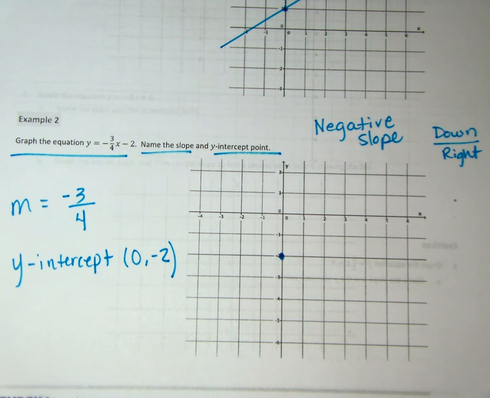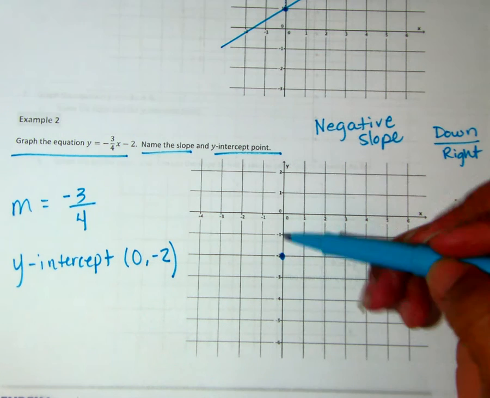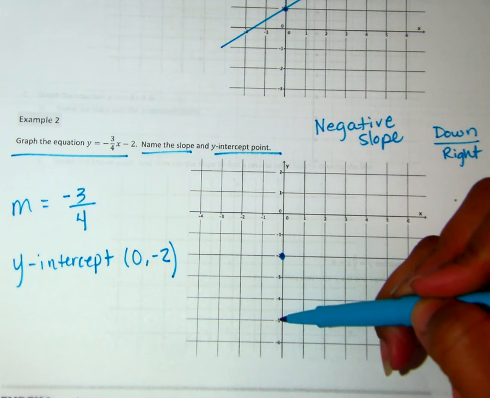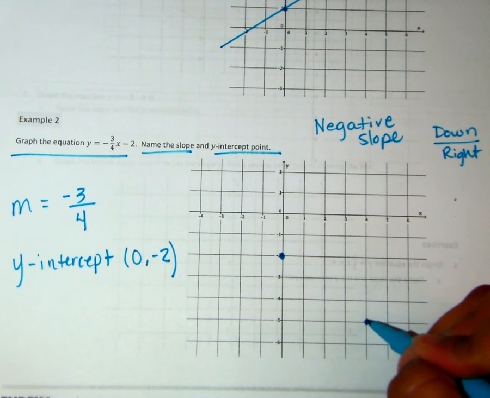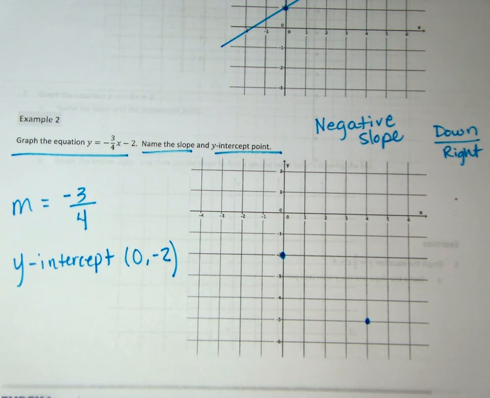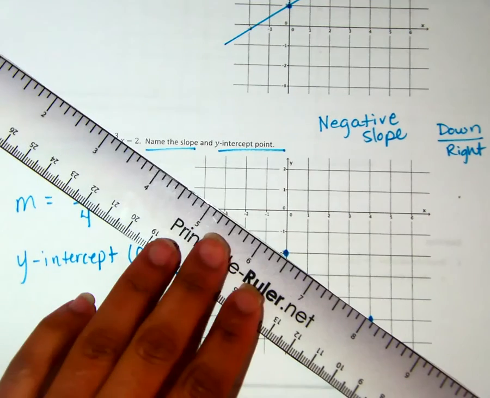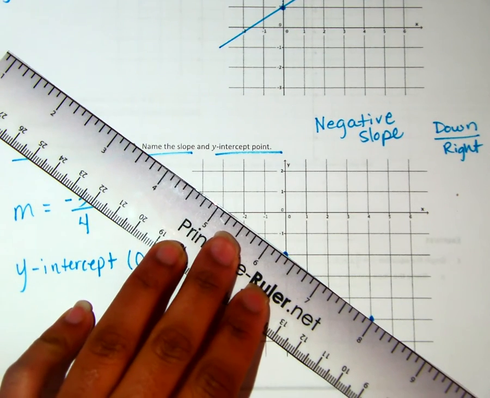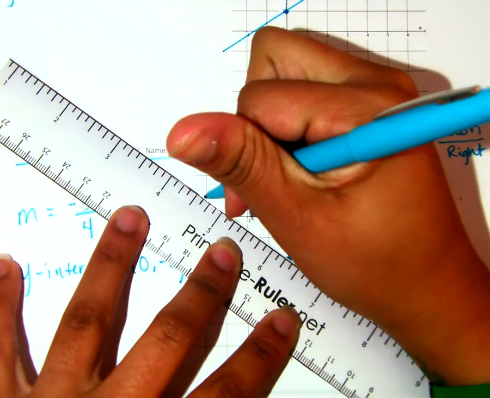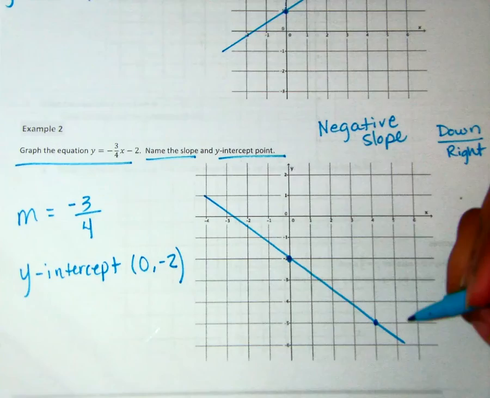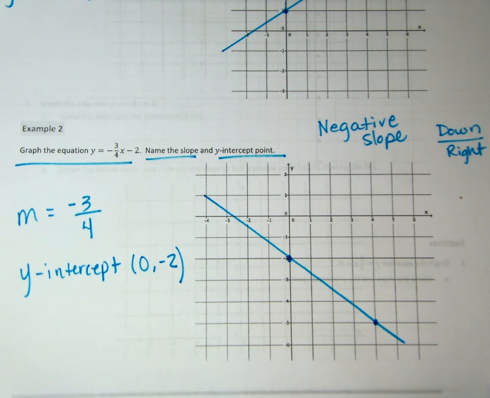What is the next point on this line using slope to travel there? The next point on the line, I'm going to need to move down 1, 2, 3. I'm going to need to move to the right 1, 2, 3, 4. So I will place that point there. All right, now I want to use my straight edge and line it up to connect the points. I have now graphed the equation y equals -3/4x minus 2.